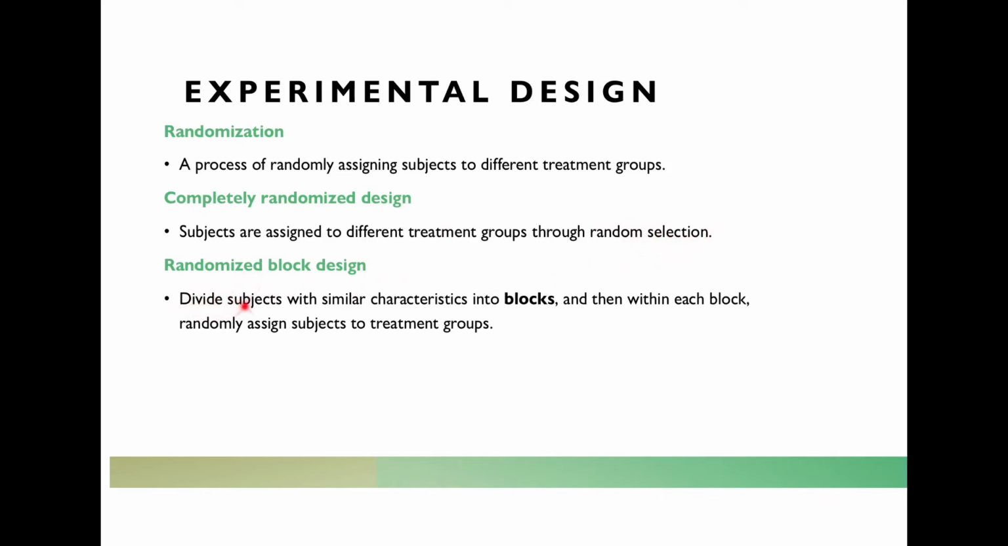And sometimes we'll divide subjects with similar characteristics into blocks. And then within those blocks, so in other words, we might divide them up by gender. We might divide them up by age. We might divide them up by region. And then within those blocks, we will randomly assign subjects to control and to treatment groups.